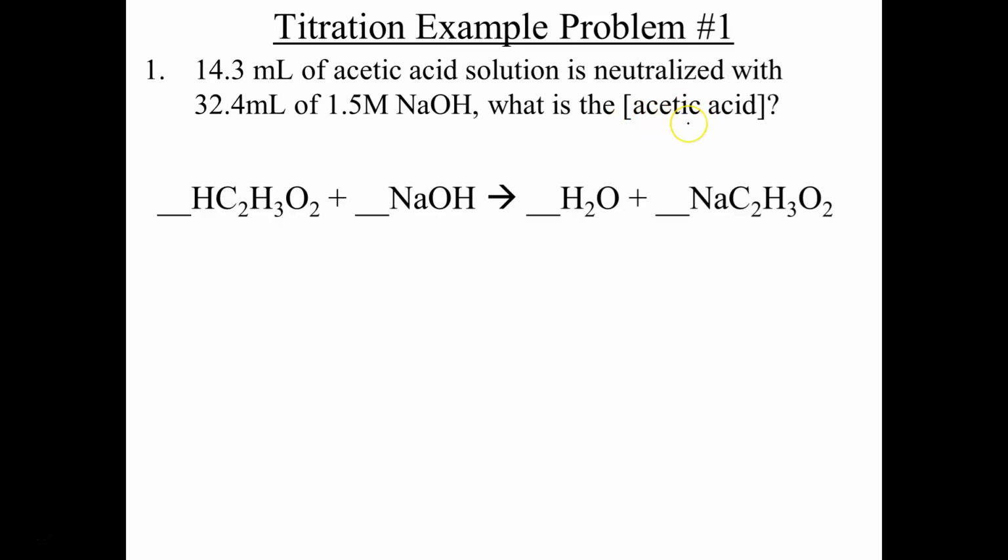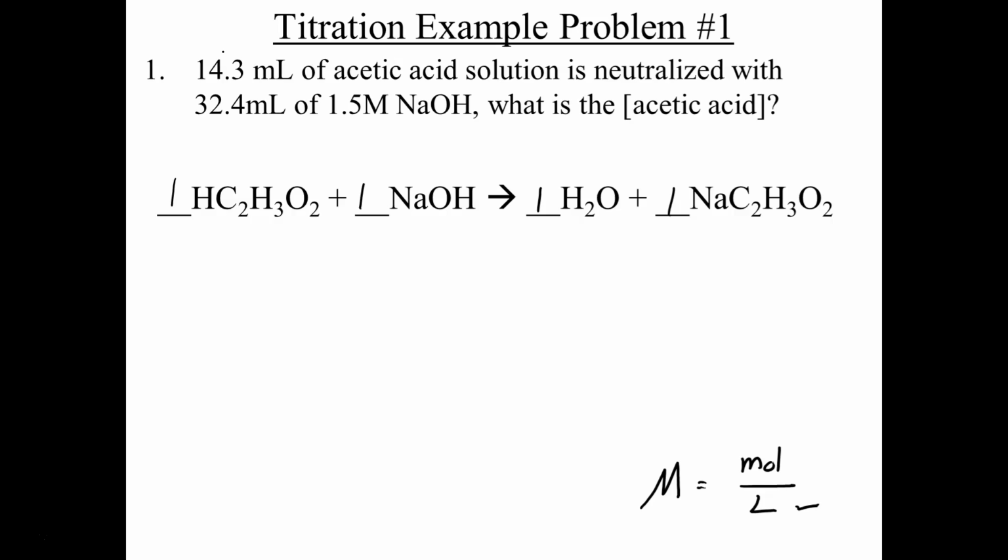I want to find out what the concentration is of acetic acid. So the first thing I do is write my formulas for my chemical equation. Then I balance it. And in this case, it's very easy to balance. Everything is going to be a 1. Okay? Remember, what is concentration? Concentration is molarity. And molarity is equal to moles per liter. So what I need to do here is find out for my acetic acid, because that's my unknown here, I need to figure out my moles of acetic acid. I need to figure out my liters of acetic acid. Well, I already have that. That's the 14.3 milliliters. I just converted it into liters.